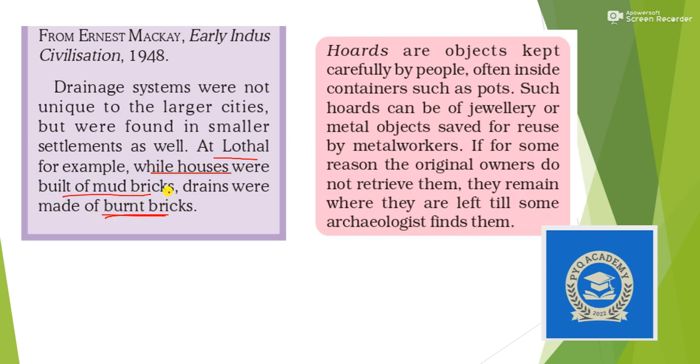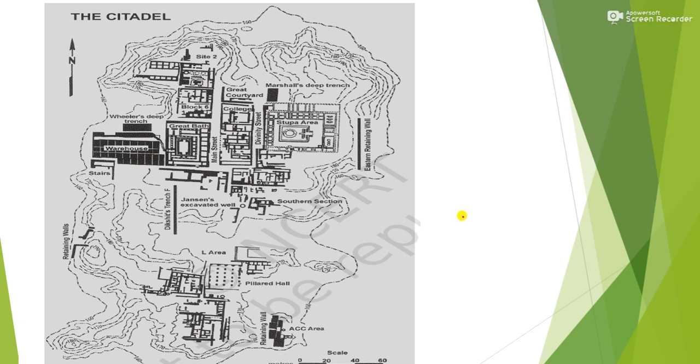This is something unique. Now, what do we mean by a hoard? Different statements can be given. Hoards are objects kept carefully by people, often inside containers such as pots. Such hoards can be of jewelry or metal objects saved for reuse by metal workers. If for some reason the original owners do not retrieve them, they remain where they were left till some archaeologist finds them. So it is a simple thing, just remember it.